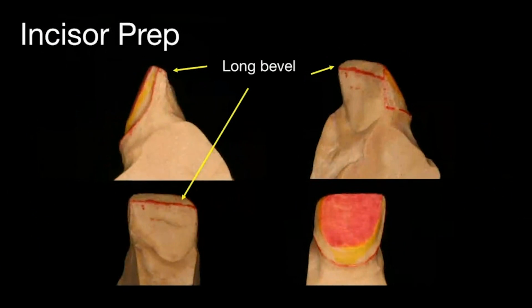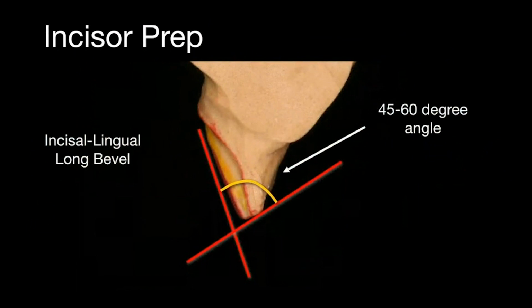So the incisor prep, it's a long bevel for the lingual margin on an incisor. And a long bevel is simply a bevel that's slightly tilted 60 degrees for the incisor. So it looks kind of like this. So you've got your incisal lingual long bevel placed, and there's like a 45 to 60 degree angle from the incisal edge.